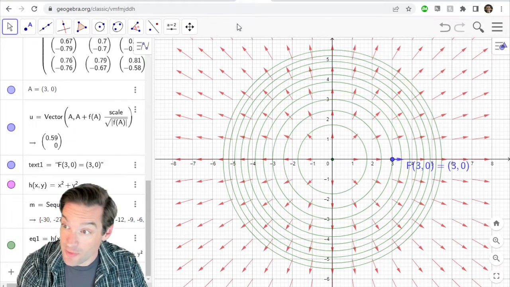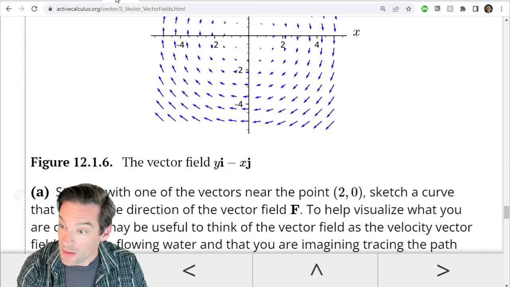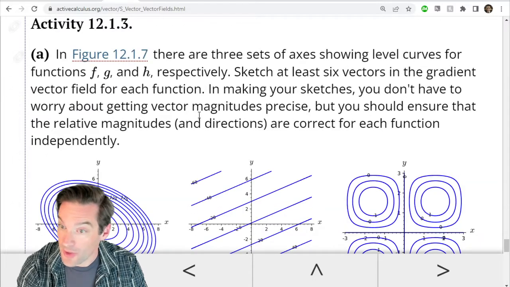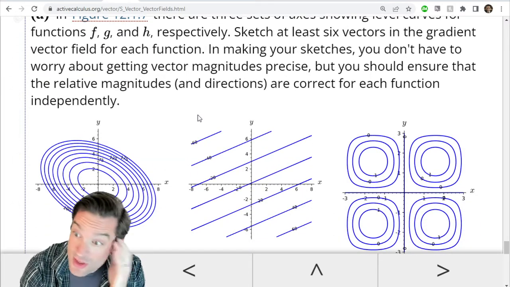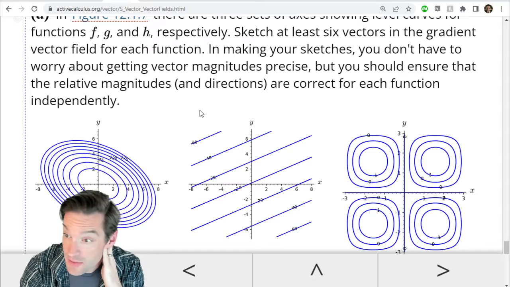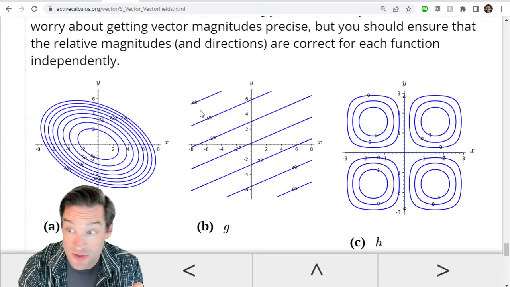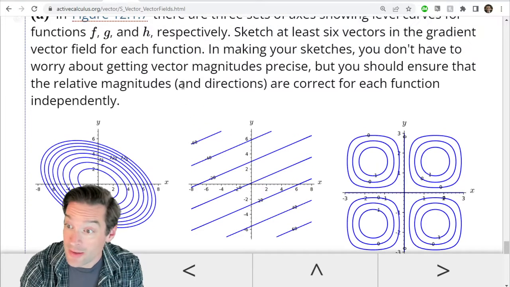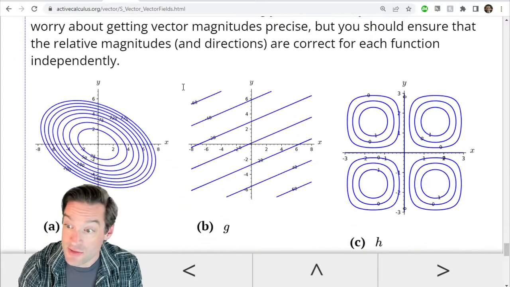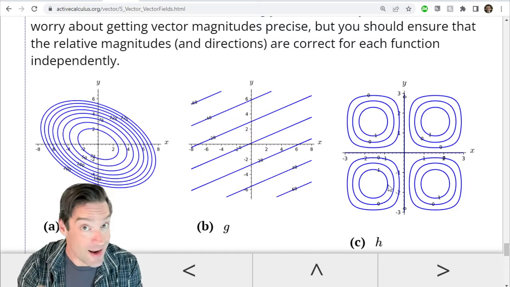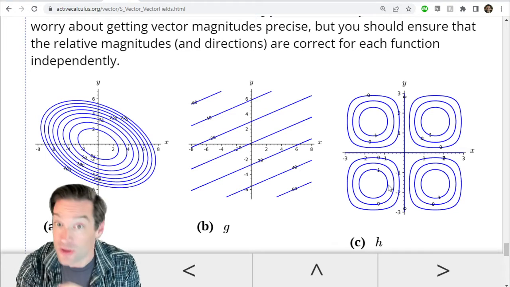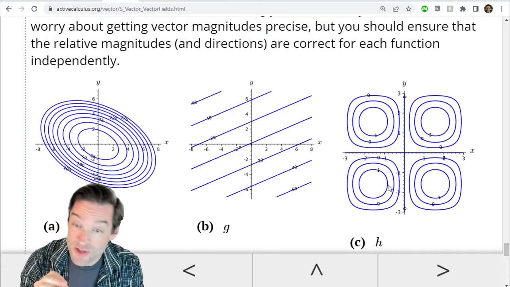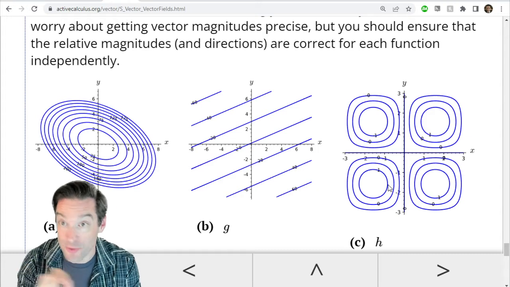So the next activity that we're going to work on here is going to ask us to start with these three sketches of contour plots of functions. And we're not given the formulas for these functions, so we have to do this just by using our conceptual reasoning powers. Part A asks us to sketch on top of these figures what the gradient vector field of the function whose contours are plotted would look like. So pick a few places and sketch where the gradient vectors should be pointing.